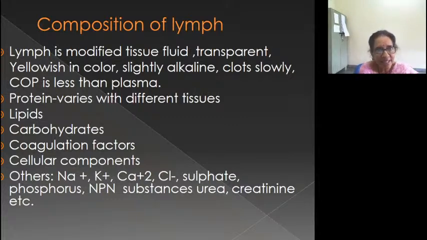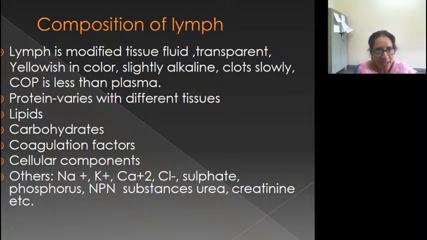Okay, so lymph is nothing but the modified tissue fluid. It is the interstitial fluid only. It is transparent. It is yellowish in color. It is slightly alkaline and it clots slowly. Colloidal osmotic pressure is less than that of plasma. Everything is more or less like plasma, but the colloidal pressure is less because in the capillaries proteins are more. That is why they maintain the colloidal osmotic pressure. Comparatively, the proteins outside, in the interstitial fluid, are less. That is why colloidal osmotic pressure is less than that of plasma.